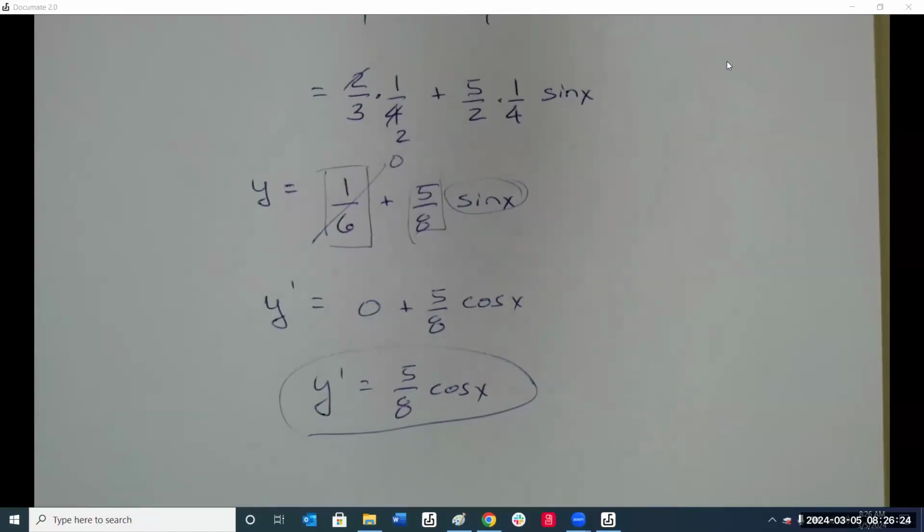I know it looked pretty ugly when I first put it up there, but when you put it down this way, you only worry about the parts that are x's. Because if it doesn't have an x, it's a constant. So far, so good.